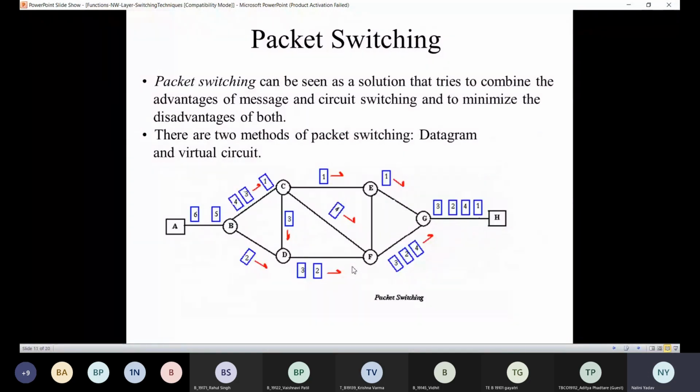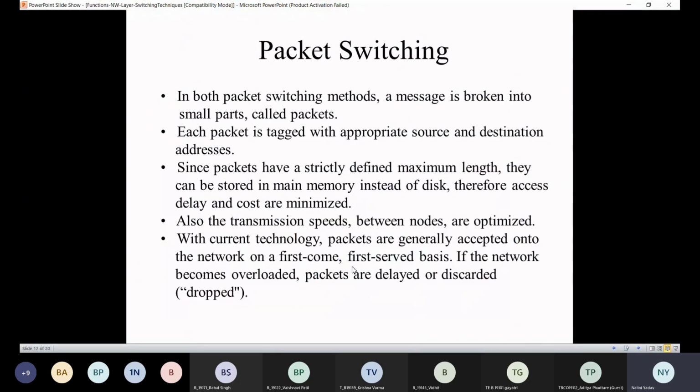First is datagram packet switching and virtual circuit packet switching, right? In both methods, the message is broken into small parts, which are called packets. Here we don't transfer the message as it is. We break it into small parts, which are numbered. These small numbered parts are called packets. Every packet is tagged with the source and destination address.